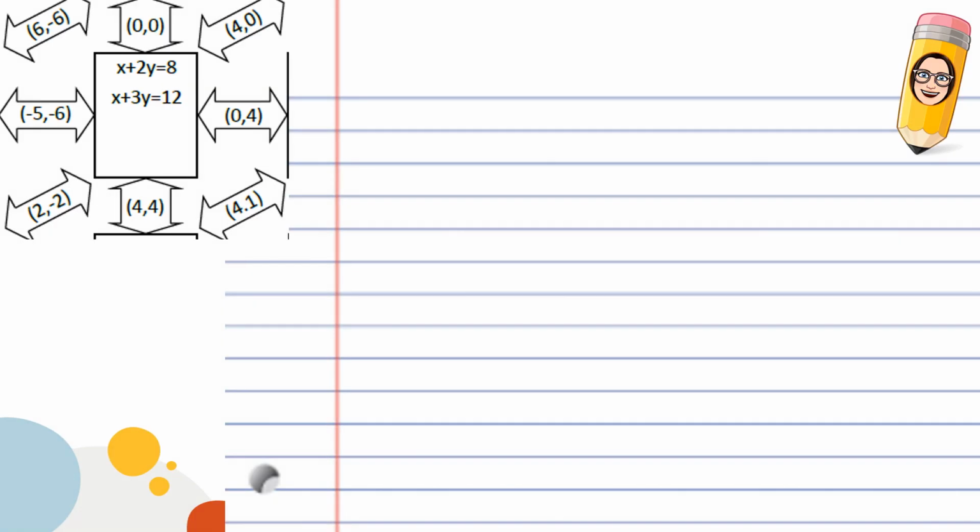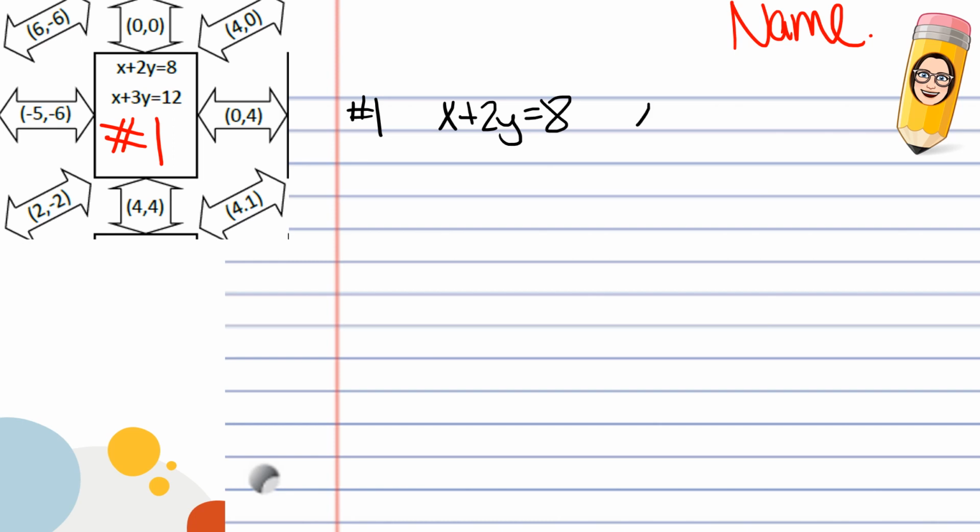All right, now you should have those papers in front of you. Because this problem is sort of halfway through our work, my numbering is going to be off, but I'm going to number it number 1 on the maze sheet, and then on my work page, I'm going to name it number 1. And also, as always, make sure you got your name on there. Okay, so I'm going to copy this problem over to my paper. My number 1 problem says x plus 2y equals 8, and x plus 3y equals 12.